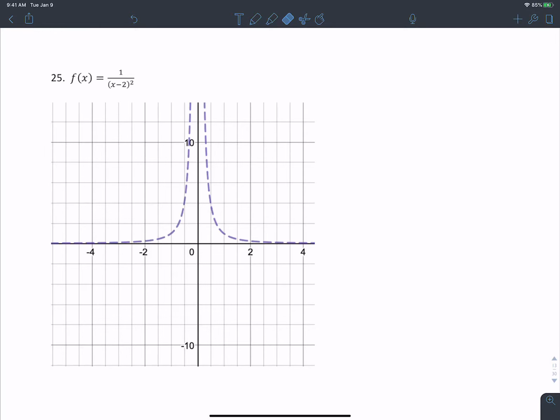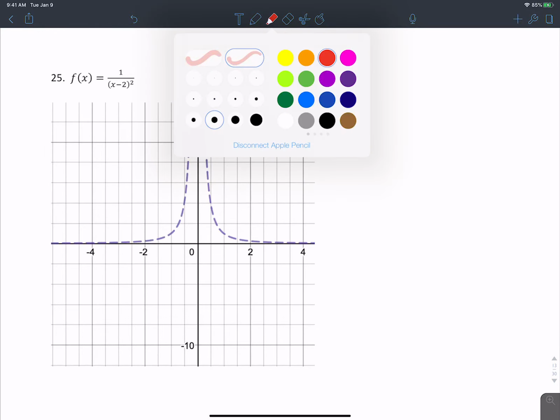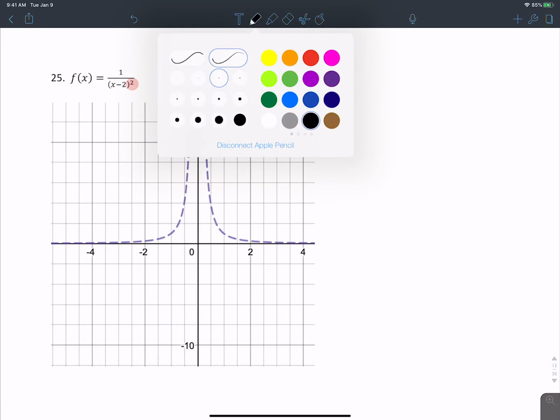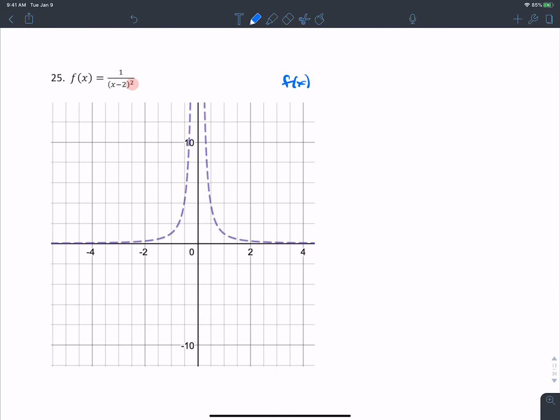(25). Let's remember here. We have 1 over x minus 2 squared. So we have to remember the curve here of f of x being 1 over x squared, and it's actually outlined already in purple. So we have that reference for us. We just have to remember, what does it mean to have f of x minus k? Well, that means we shift to the right k units. In this case, k is 2 right here.